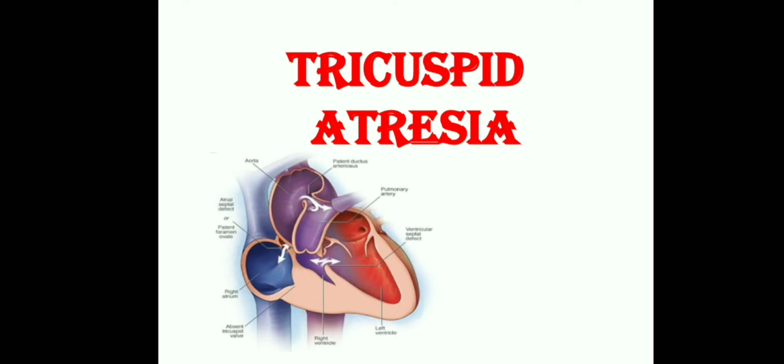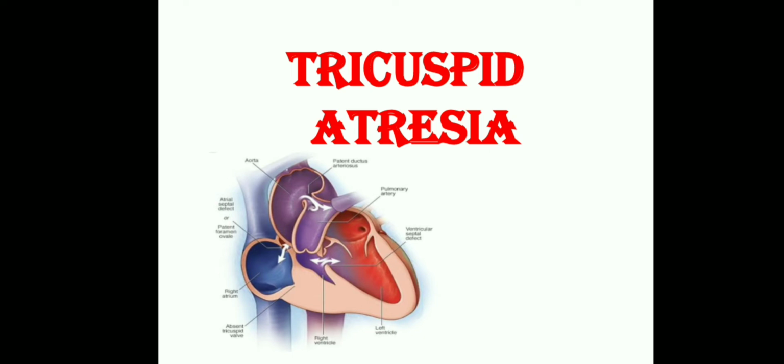Okay, what is tricuspid atresia? Here, the tricuspid valve is located between the right atrium and the right ventricle. In between, one valve is there, and that valve is called the tricuspid. Here, this tricuspid is having atresia. Atresia means absence, it is not there. It is a congenital malformation.